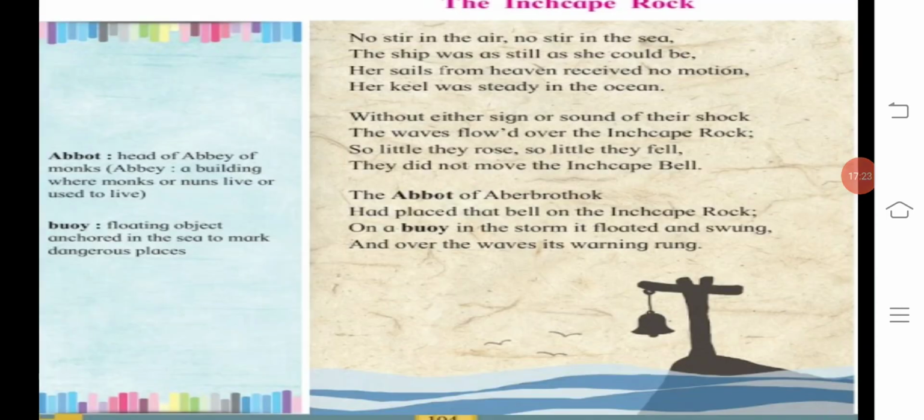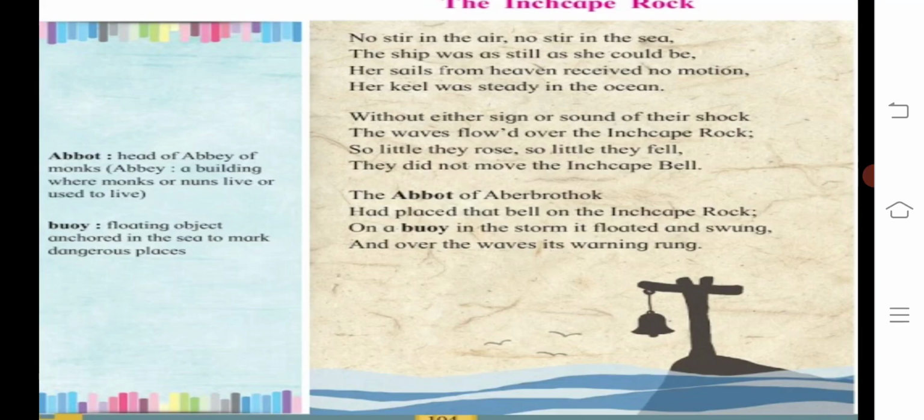Now we will see the actual explanation of each stanza line by line. The Inchcape Rock. No stir in the air, no stir in the sea. Stir means happening or friction. Everywhere the air was very silent and even the sea was very calm and quiet. There is no kind of friction or storm-like situation.